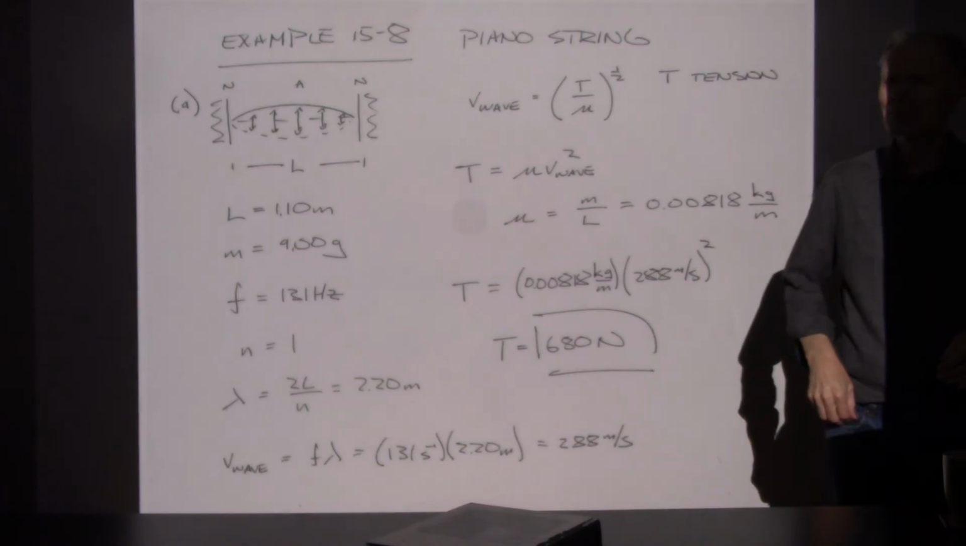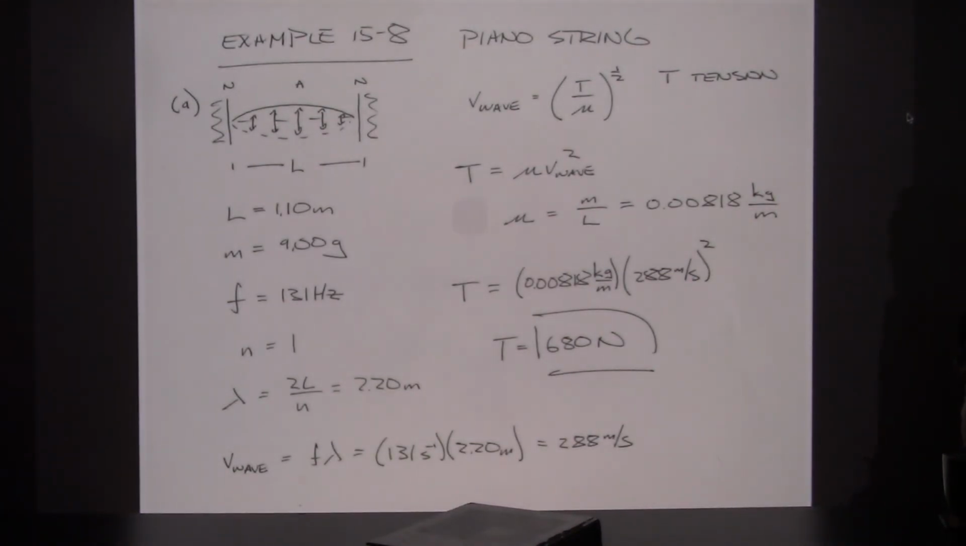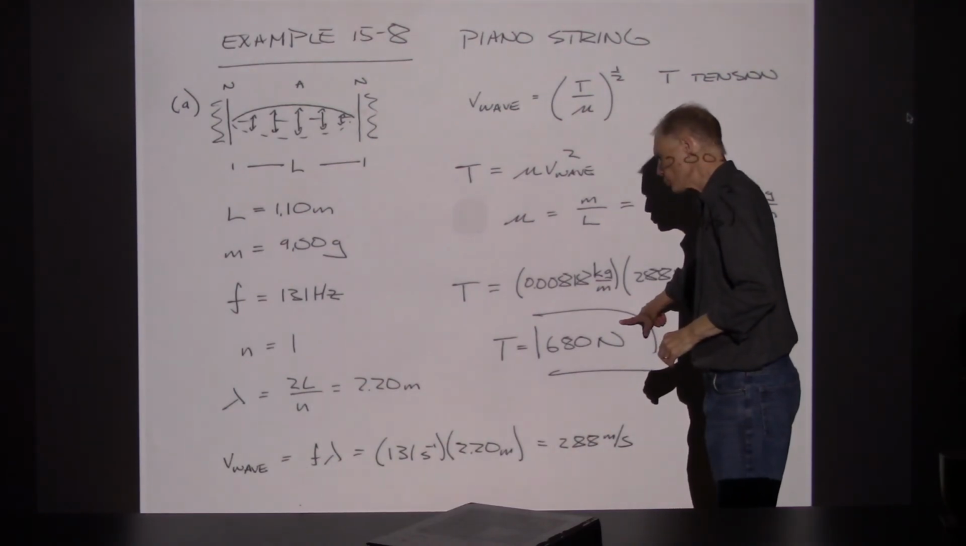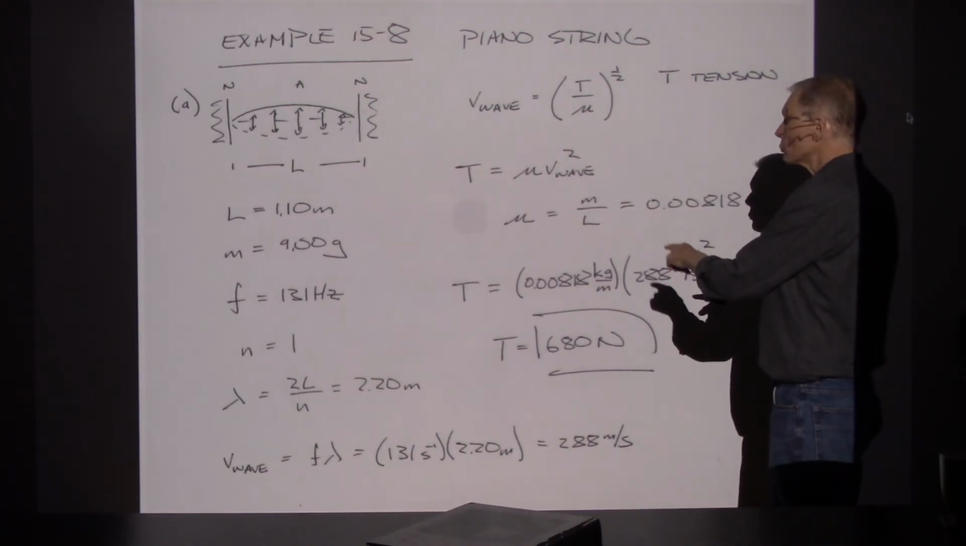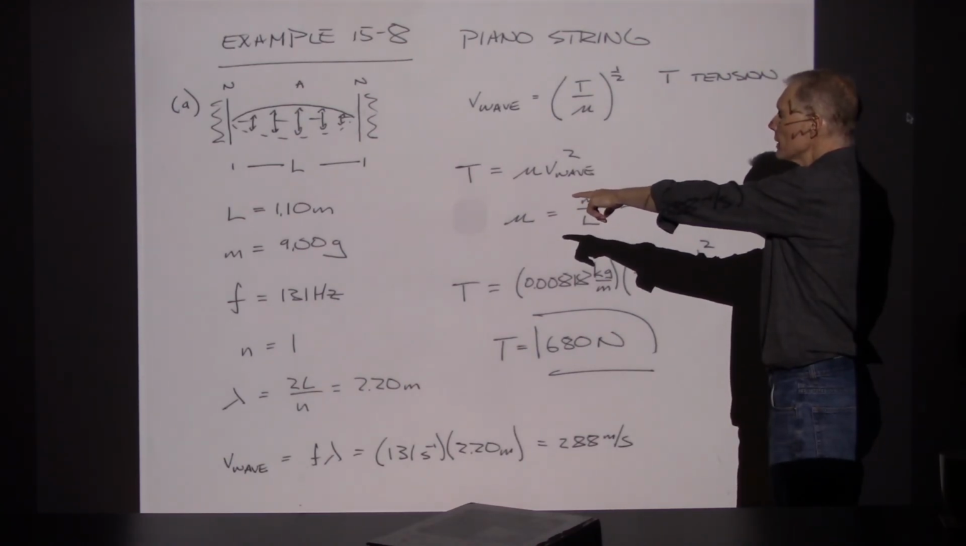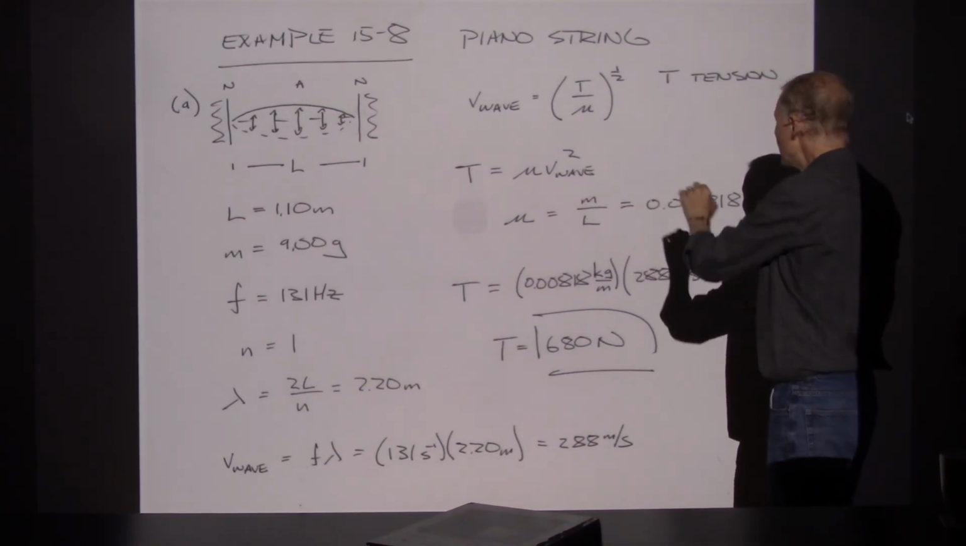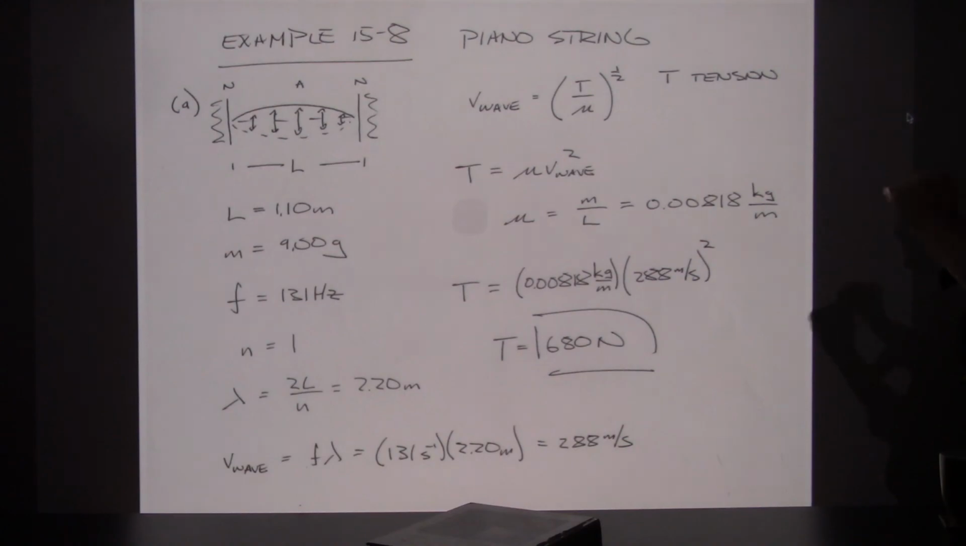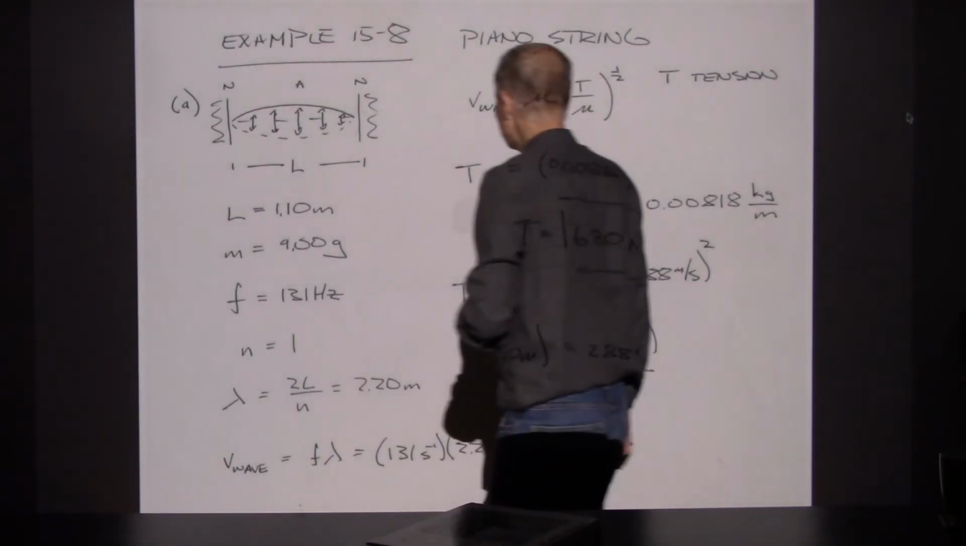That's a lot. That's like 120 pounds of force or something. So I think the string's going to snap. Anyway, that's what we ended up with, a tension of 680 newtons. Now, if that's too high of a tension, we could go back and make some adjustments. We could get the strings to be thinner, and then the mu would be less, and the tension wouldn't have to be so high. So if you keep snapping those strings when you're tuning your guitar, maybe you need a different thickness of string instead to work from.